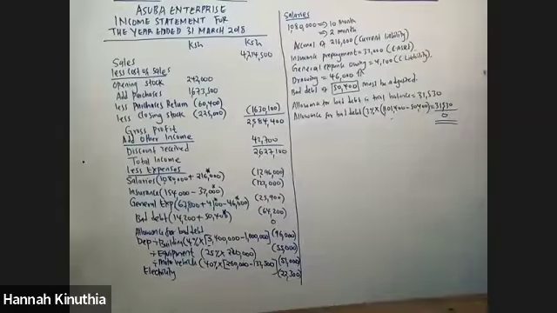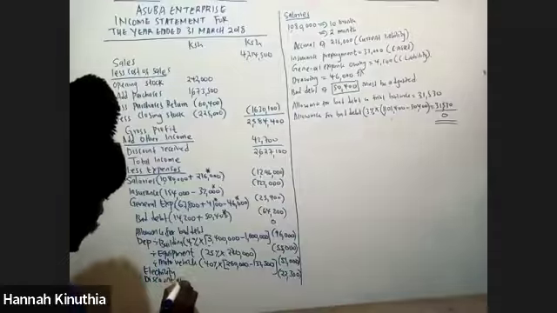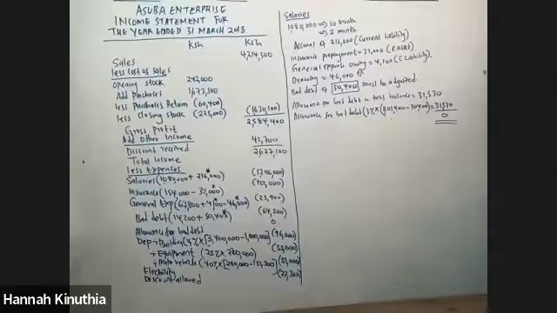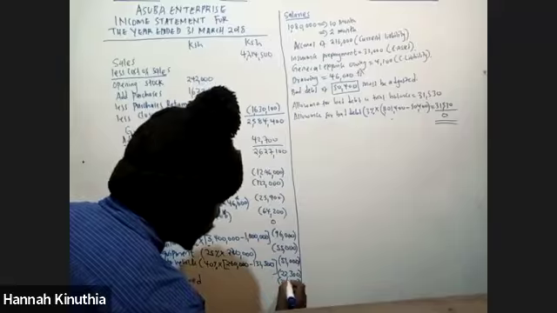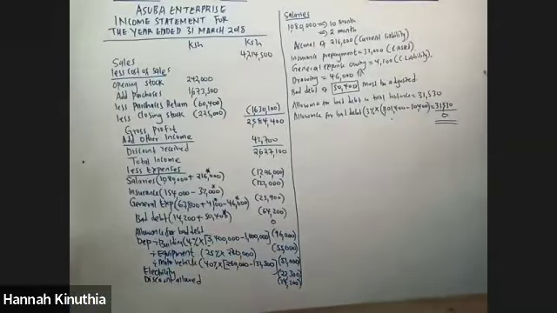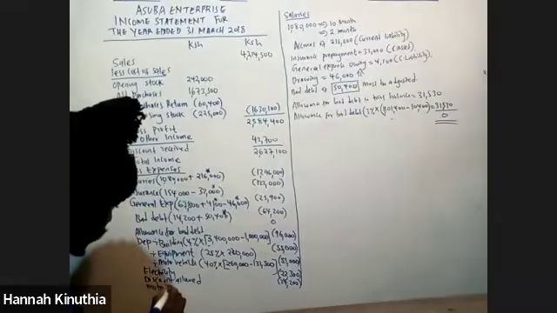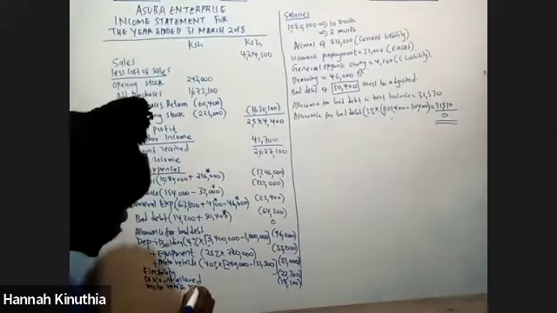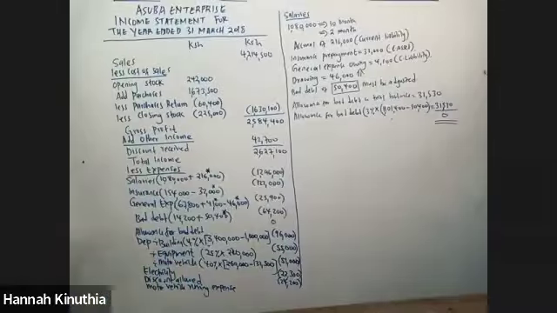Discount received is income. Discount allowed is 24,200. How much is discount allowed? 24,200. Motor vehicle running expense, that's another one. How much is motor vehicle running expense? Motor vehicle running is 15,800.